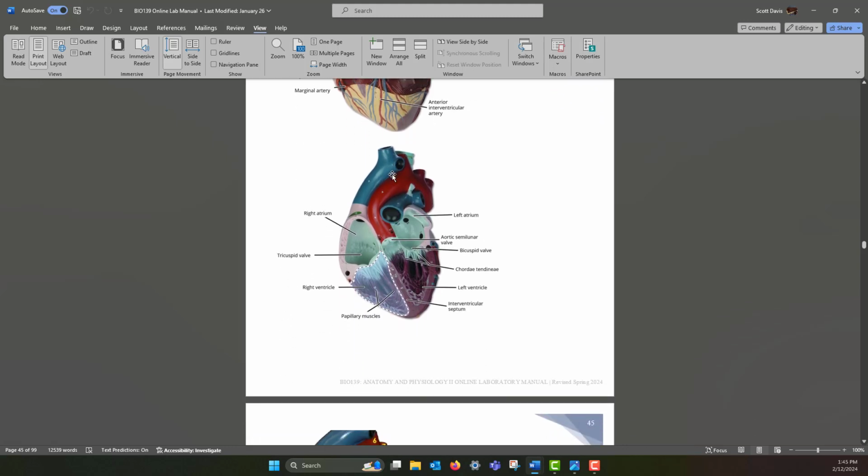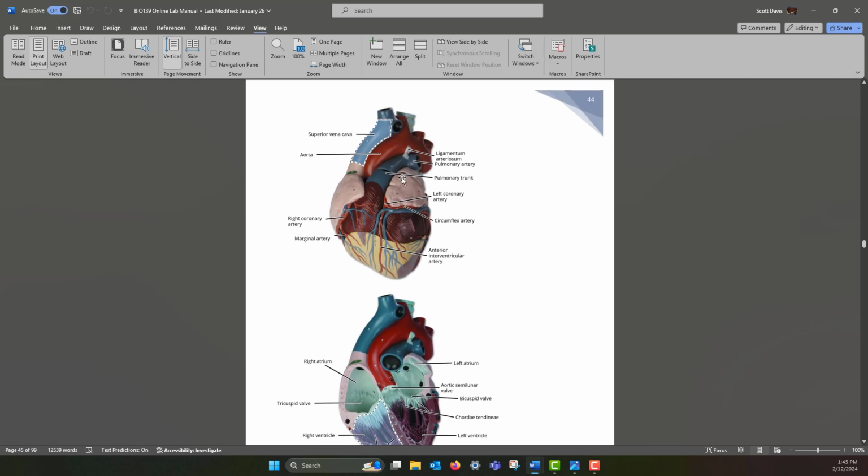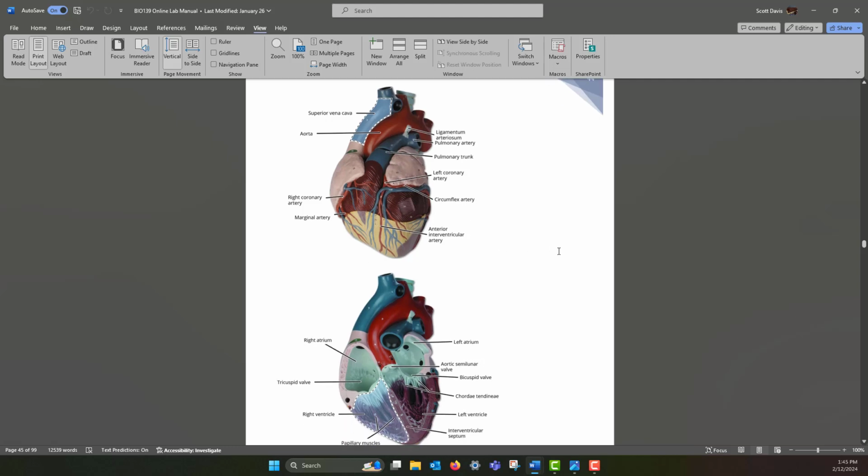Here we have taken the front of the heart off. So what we've done is we've cut around the perimeter of the heart and lifted the front of the heart off. In both of these images, we are standing in front of someone and looking into their chest. Here we see the whole heart. Here we are seeing through the front of the heart to see the interior.